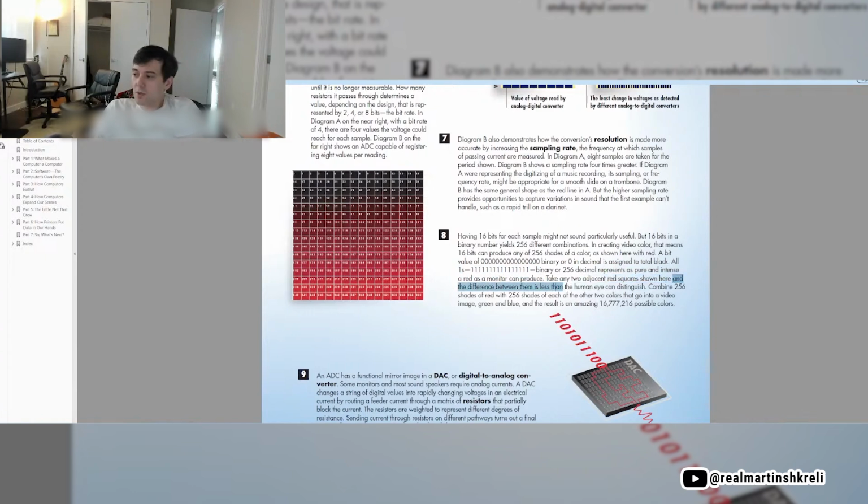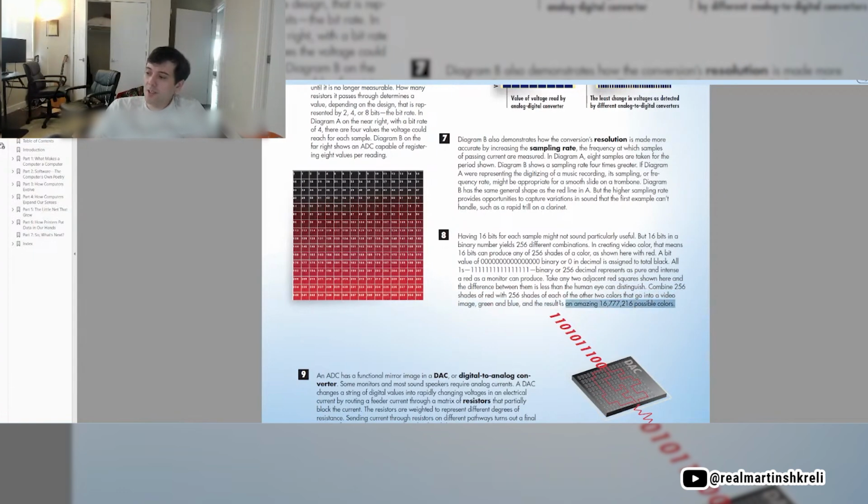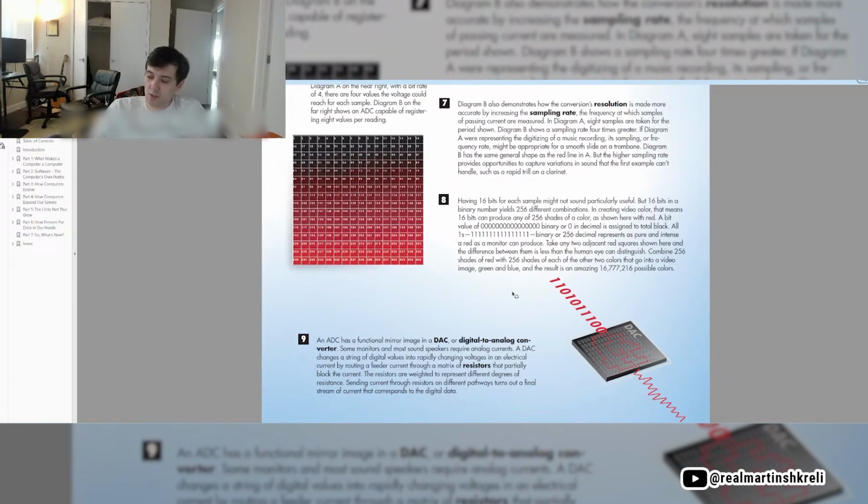Take any 2 adjacent red squares shown here, and the difference between them is less than the human eye can distinguish. Combine 256 shades of red with 256 shades of the other two colors that go into a video image, green and blue, and the result is an amazing 16 million possible colors.